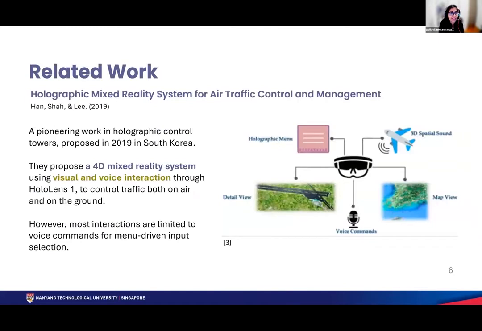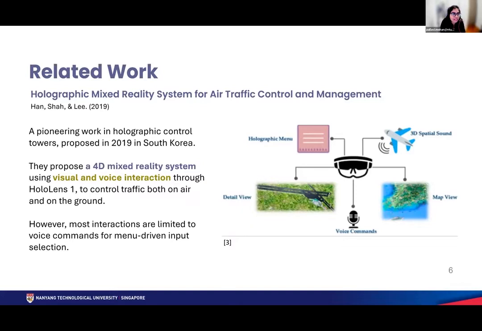Now, let's look at another work that builds on this concept from Retina. This is a system proposed by Haneol in 2019, and it is a preliminary 4-dimensional mixed reality system. Now, this system uses gestural and voice interaction through Microsoft HoloLens 1, which is an earlier predecessor of Microsoft HoloLens 2 as the world's first mixed reality headset, perhaps, to control both air and ground traffic. However, the interaction capabilities of this system are primarily limited to voice commands for menu-driven input selection.